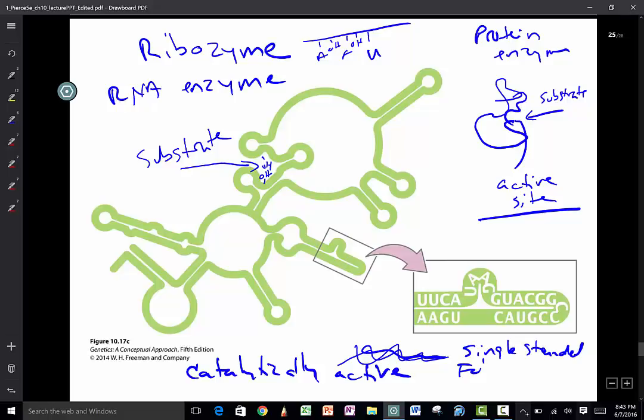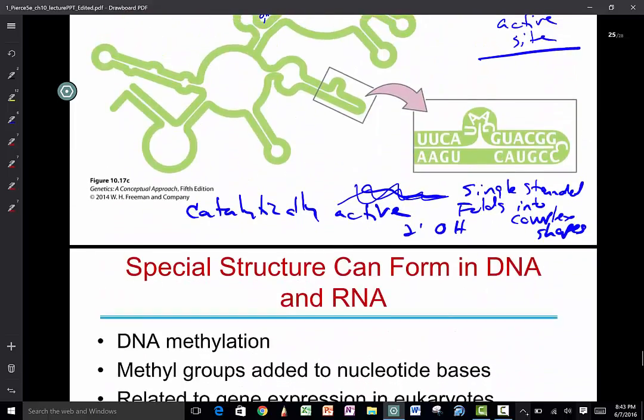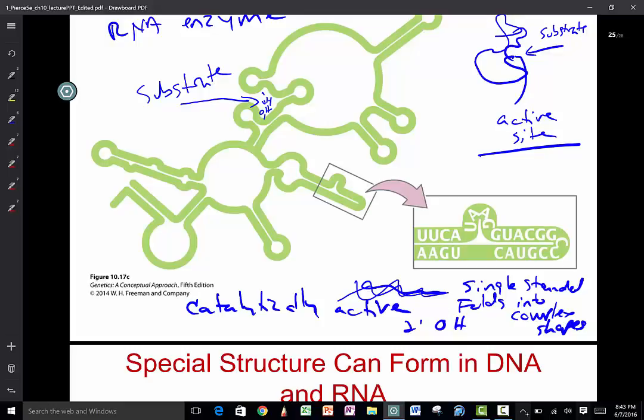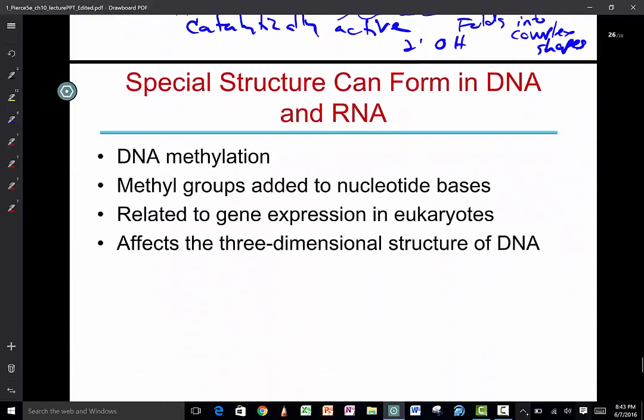It folds into complex shapes, and it has a reactive 2' OH. So RNA is really complicated, and it's more and more complicated the more we learn about it. So really, the most important thing about RNA is that it's expressed in a single-stranded form. It can fold up into three-dimensional structures, and those structures can then go and do things and act catalytically.